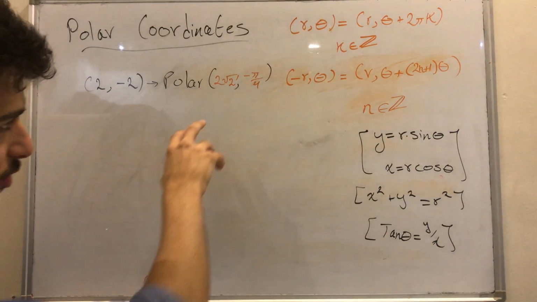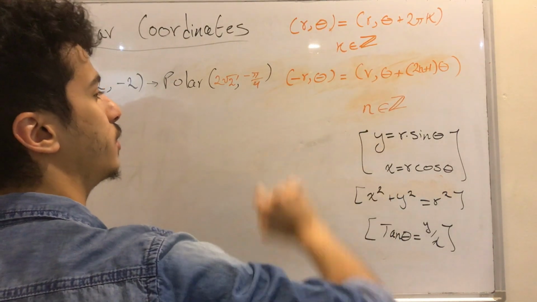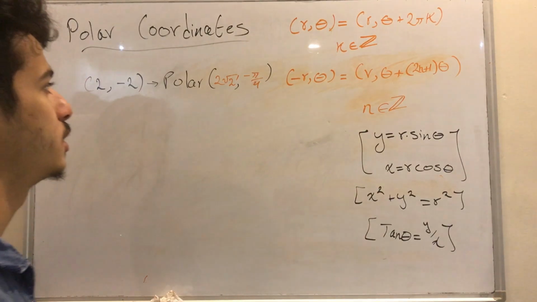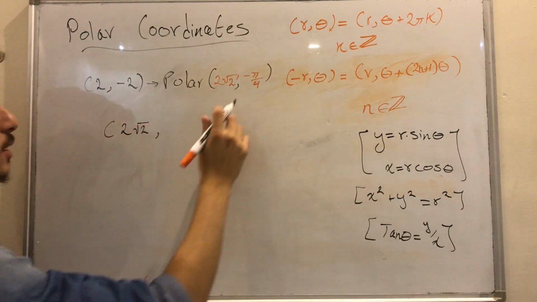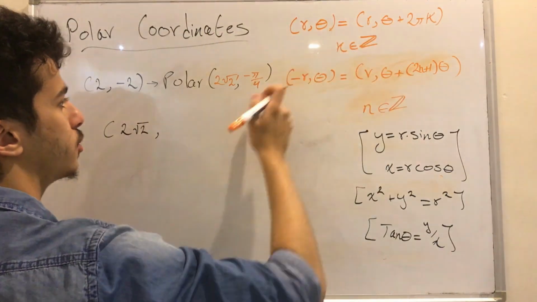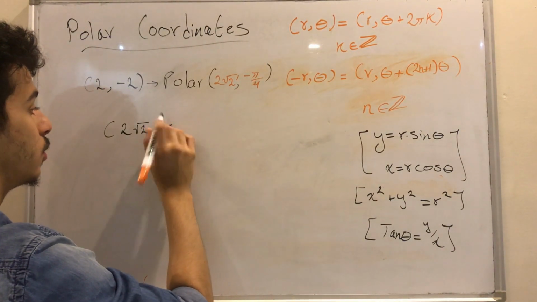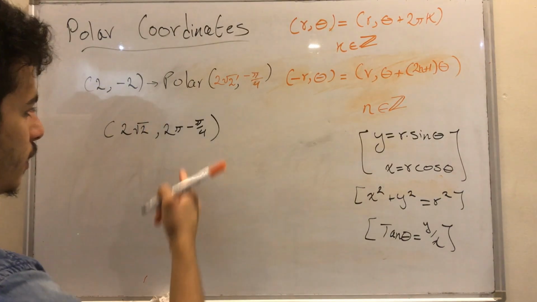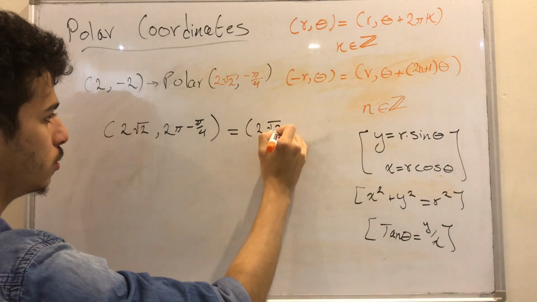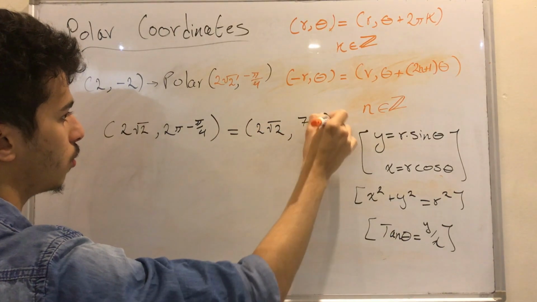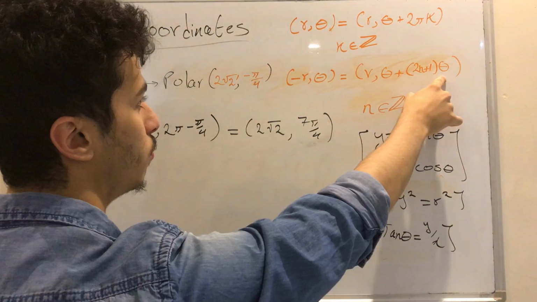Now, do we have other representations of our coordinate? Yes. Remember, we have these two equations that give us equivalent representations. For example, I could take my point, 2 root 2, and I could add a multiple of 2 pi to my angle. So that would be -pi over 4 plus 2 pi, and this way you would have 7 pi over 4. So (2 root 2, 7 pi over 4). That's one representation. We could also use this one here.